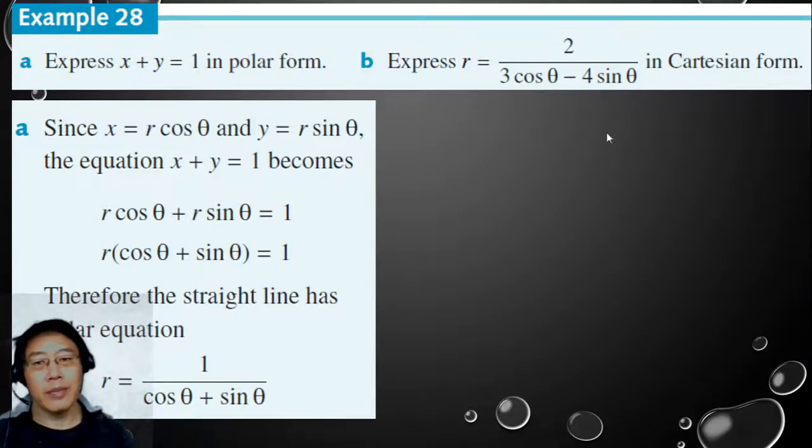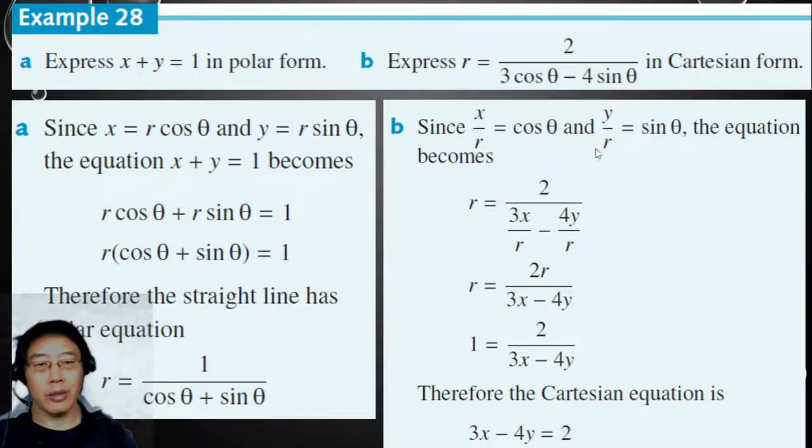With part B, you use your x and y formulas, but you make cos and sine the subject. So you end up with x over r and y over r respectively. You substitute into your equation and you rearrange and manipulate it until you don't have any fractions, and that gives you this equation, which is a straight line.